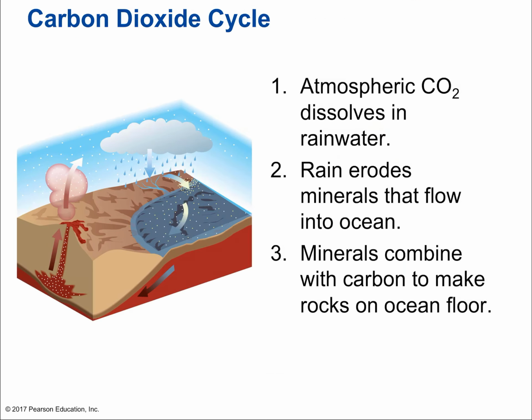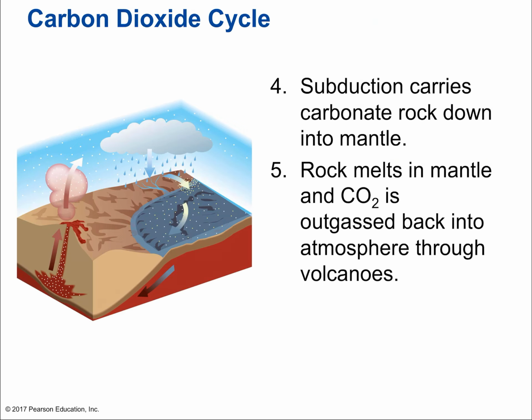Well, the carbon dioxide cycle has a big role. So atmospheric CO2 dissolves in rainwater. The rain erodes minerals that flow into the ocean, and those minerals combine with carbon to make rocks on the ocean floor. The subduction carries the carbonate rocks down into the mantle, and the rocks then melt in the mantle, and the CO2 is outgassed via volcanoes. So that process retains a cycle.